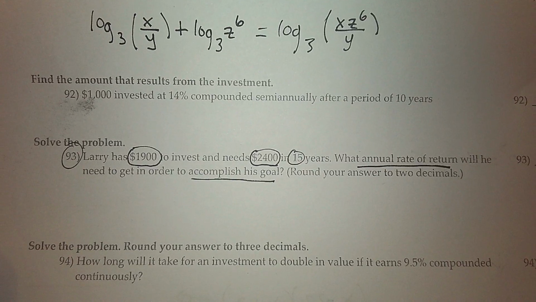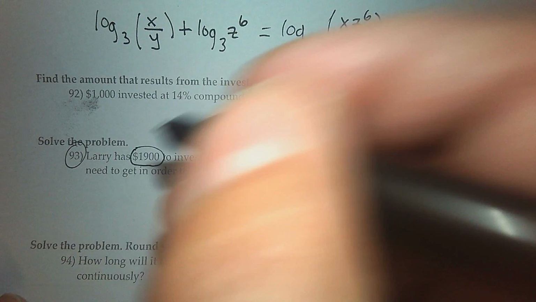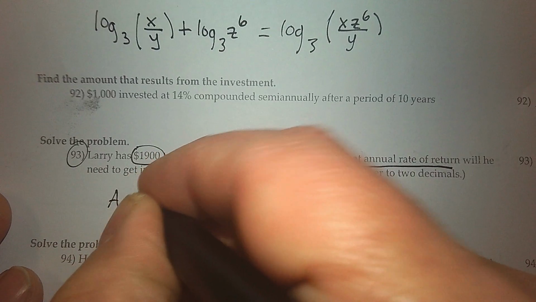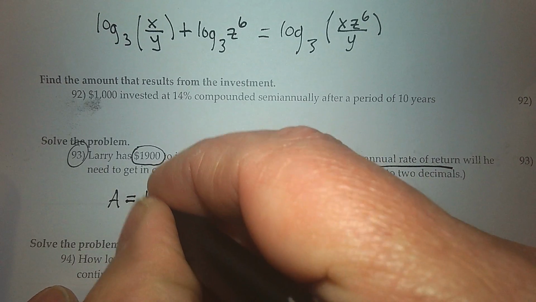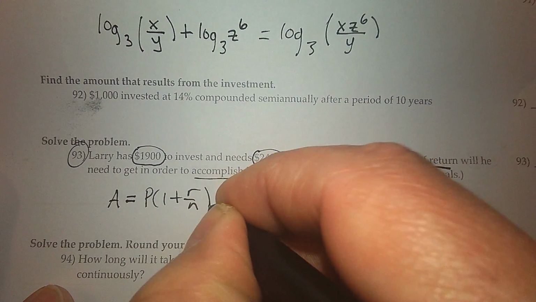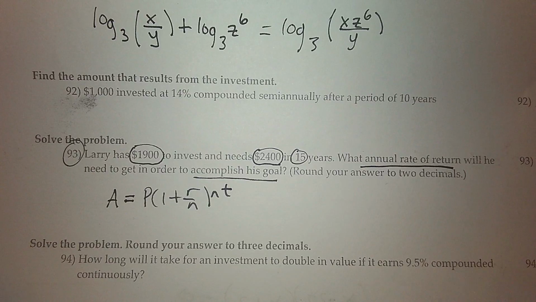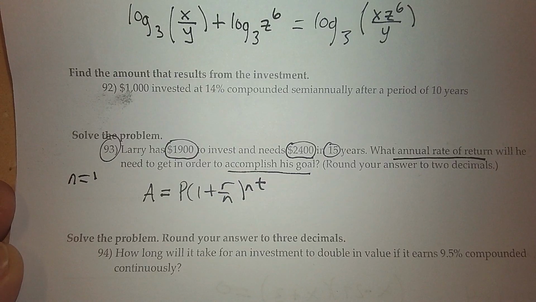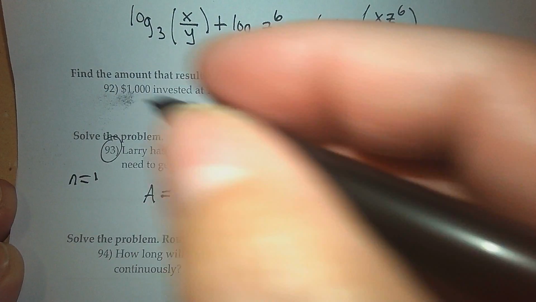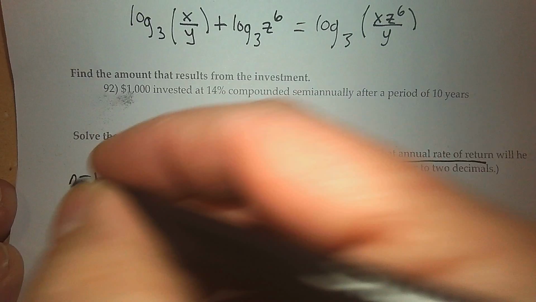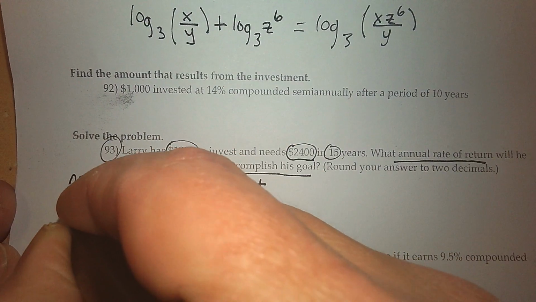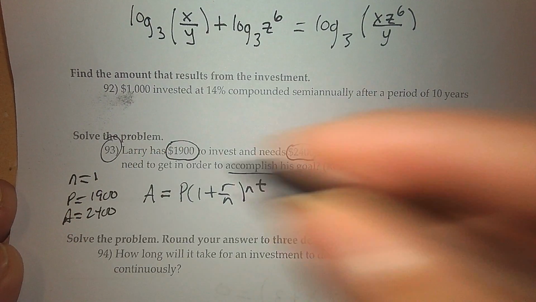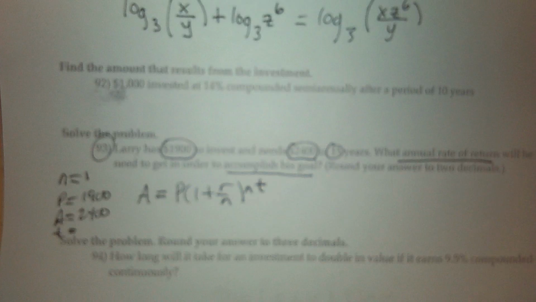Now, for an annual rate of return, we can actually use this formula. And in this example, annual means once a year, right? It's compounded. What is our beginning amount? 1,900. What's our end amount? 2,400. And how many years? What's our T? 15.